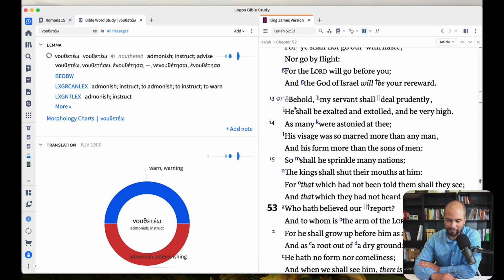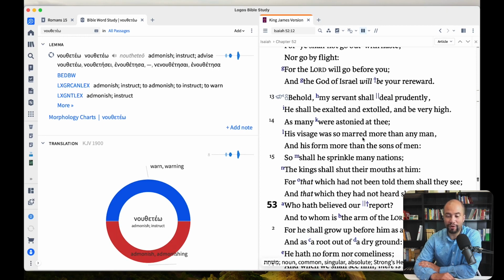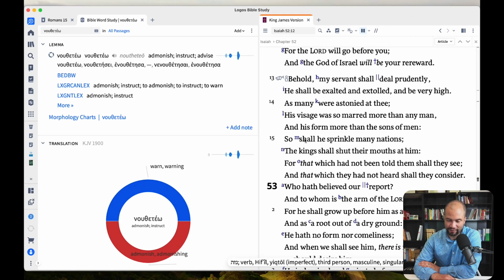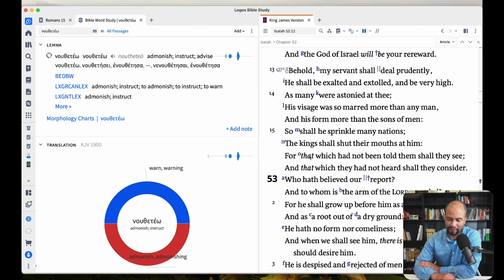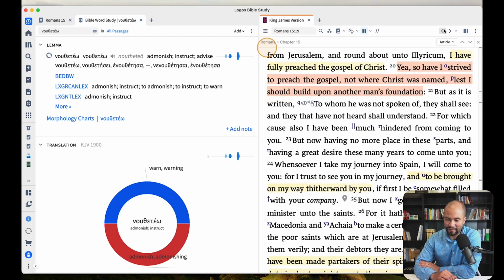"My servant shall deal prudently. He shall be exalted and extolled, be very high. As many as were astonished at thee, his visage was so marred more than any man, and his form more than the sons of men. So shall he sprinkle many nations, and the kings shall shut their mouths at him. For that which had not been told them shall they see." And so he's talking, in context, about the Messiah, and he's bringing up an Old Testament text, and that's why he really values his ministry to the Gentiles.